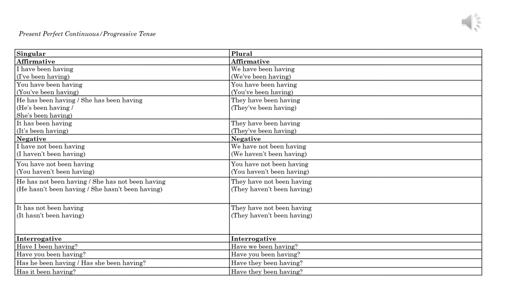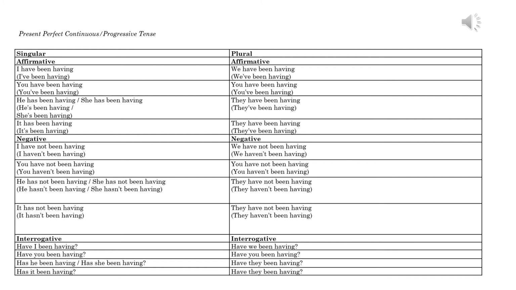Negative. I have not been having. I haven't been having. You have not been having. You haven't been having. He has not been having. She has not been having. He hasn't been having. She hasn't been having. It has not been having. It hasn't been having. We have not been having. We haven't been having. You have not been having. You haven't been having. They have not been having. They haven't been having.